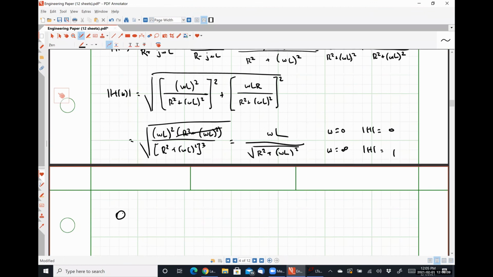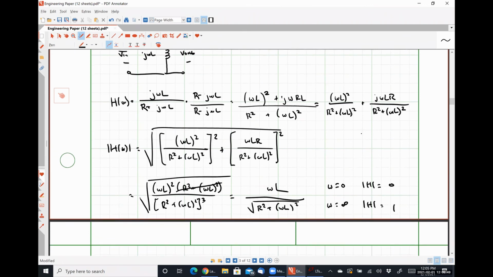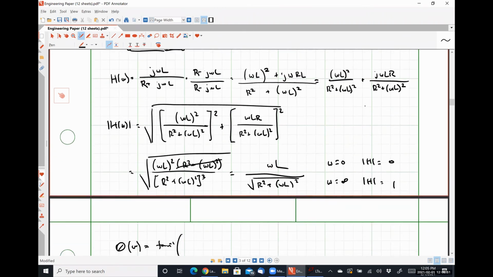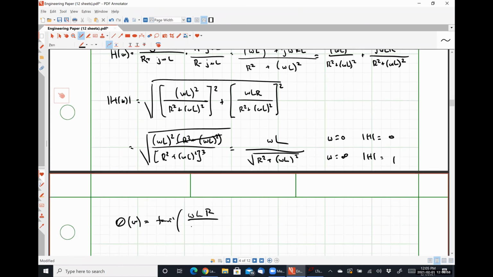Our phase angle, theta as a function of omega, is the inverse tangent of, let's see, our imaginary part, omega L R over omega L squared, which is R divided by omega L.